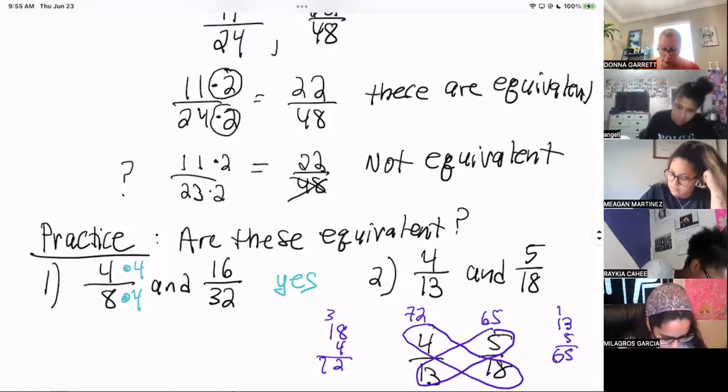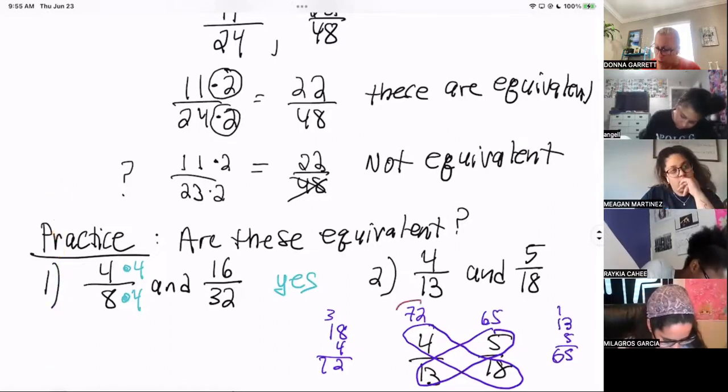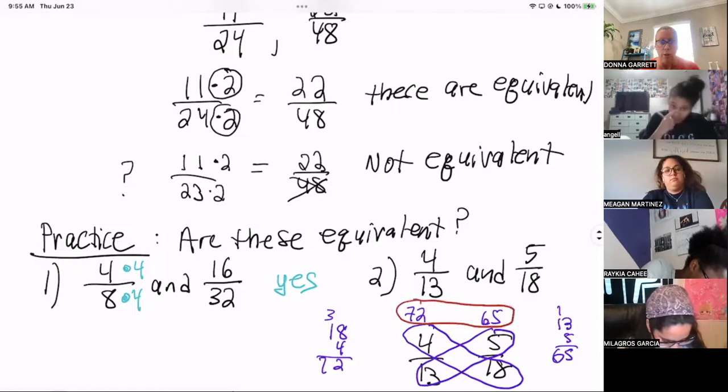Okay, what you're going to do is look at these two numbers. That will tell you if they're equivalent. Are they the same number? No, they are not equivalent.